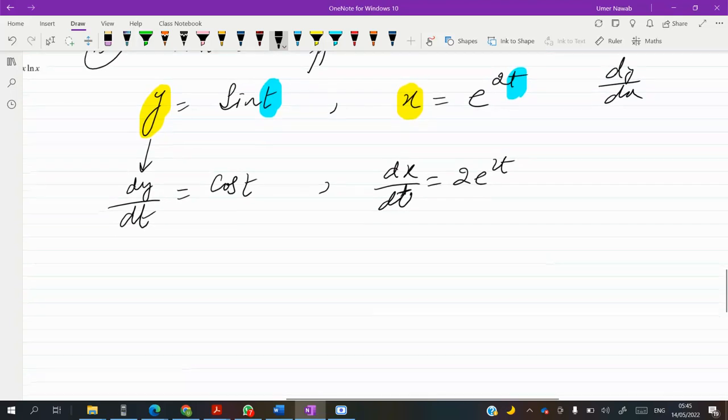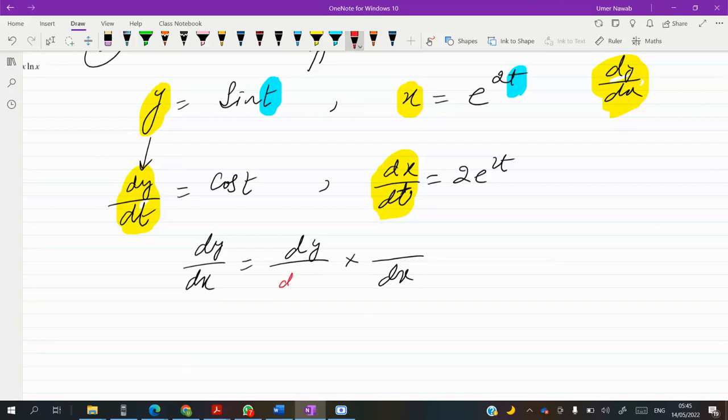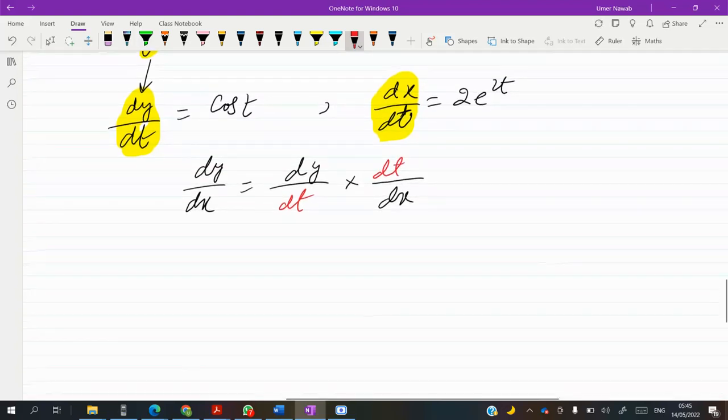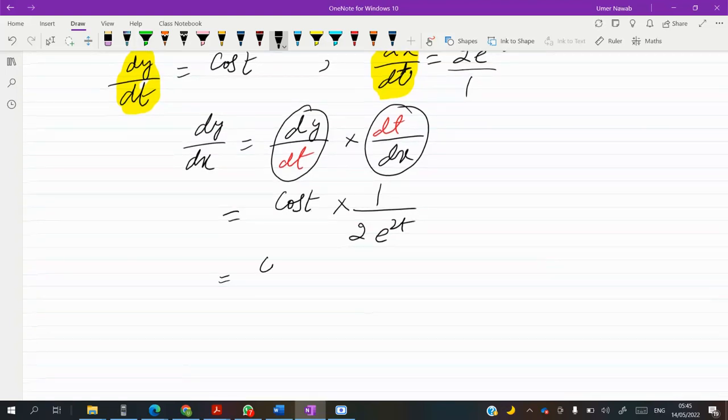Now, after finding dy by dt and dx by dt, I want to find dy by dx. Applying the chain rule, dy by dx is dy by dt times dt by dx. What is dy by dt? That is cosine of t. And what is dt by dx? Since dx over dt is 2e^2t over 1, I will write 1 over 2e^2t because it is reciprocated. So in the simplest form, cosine of t over 2e^2t. That is my dy by dx.